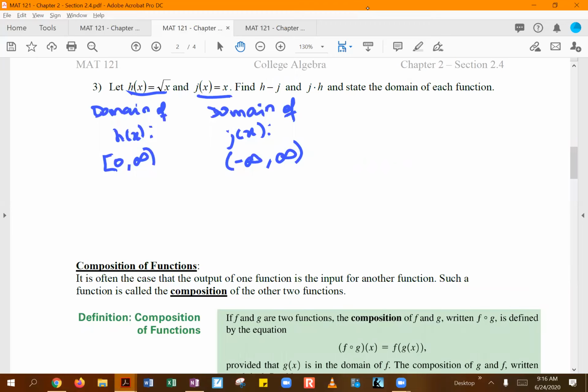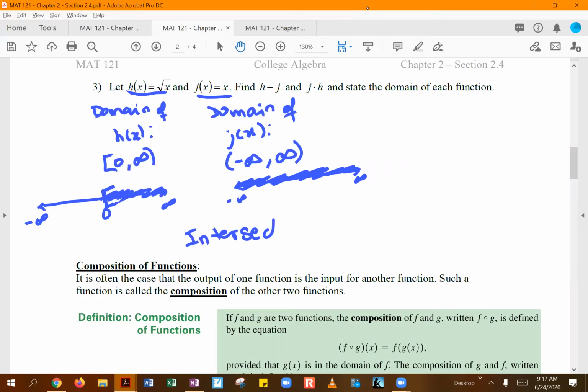Jack, very good. Yeah, negative infinity to positive infinity, because it's just a straight line with a positive slope. So you will be covering basically the entire x-axis here. Now, what is the intersection between these two sets going to be? If it helps, you can try a little graphing. For j of x, it's the entire x-axis, whereas for h of x, you are only going from 0 to infinity, including 0. So what do you think the intersection of these two domains is going to be?